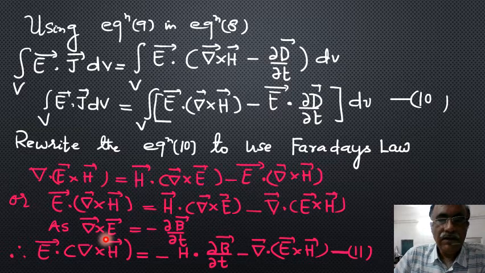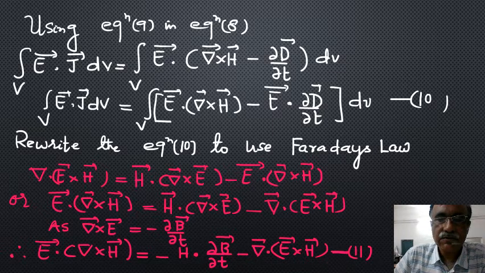Now curl of E is, from Faraday's law, minus del B by del T. So E dot curl of H becomes equal to minus H dot del B by del T minus divergence of E cross H, and this is equation number 11. So in equation number 10, we had a term E dot curl of H, and for E dot curl of H we have the expression 11.